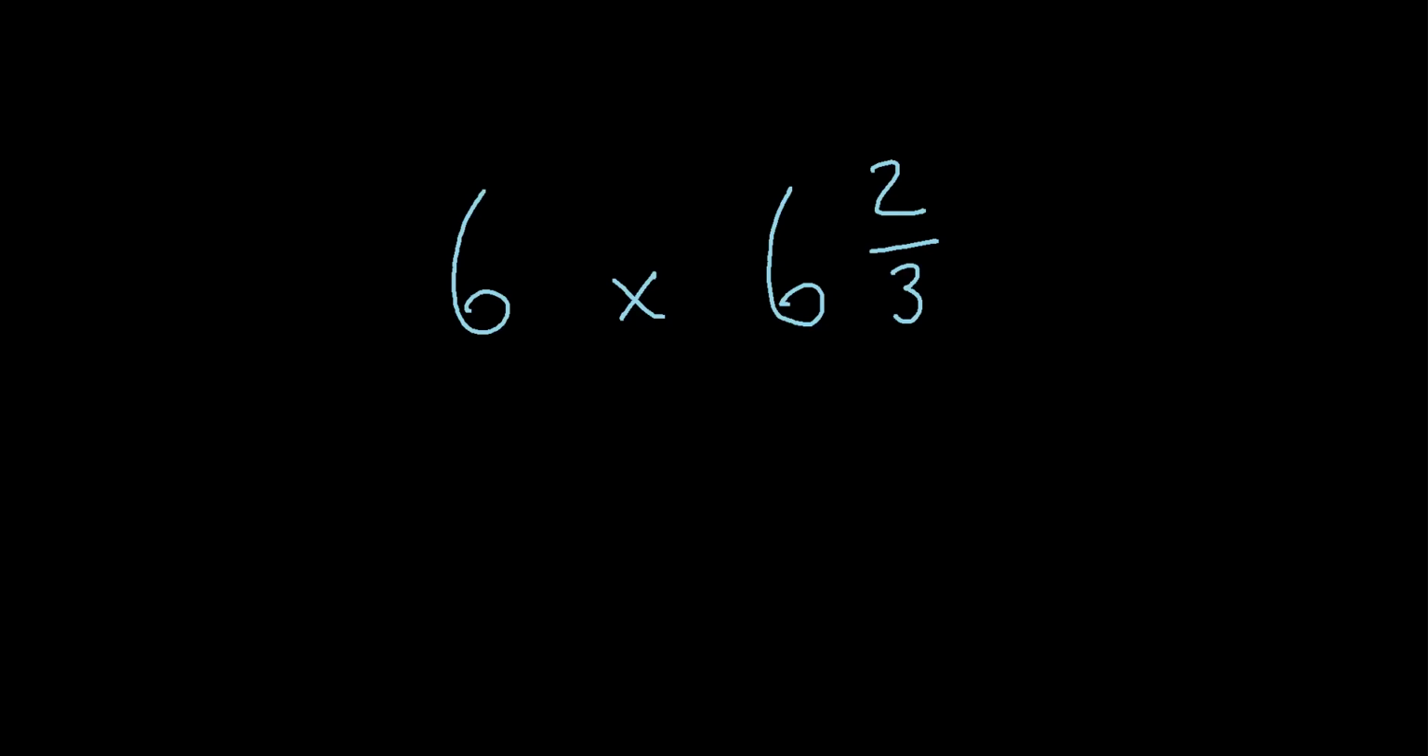In this video, we will talk about how to multiply mixed numbers with whole numbers. So I have two examples for us to work through here. Let's check out this first example. Let's say we have 6 times 6 2/3. So we have a whole number and we're multiplying that with a mixed number.